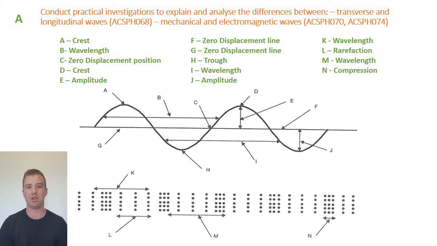Let's look at the longitudinal wave now. So you've got K is wavelength, and L is rarefaction, M is wavelength, and N is compression. Now, I'm going to have my video on 3B based on these definitions of each of those components. So crest, wavelength, amplitude, compression, rarefaction.